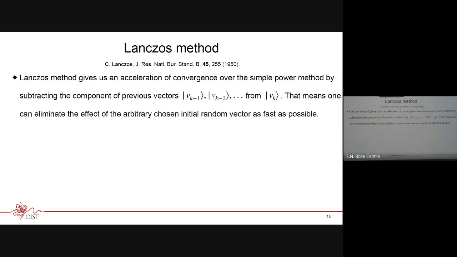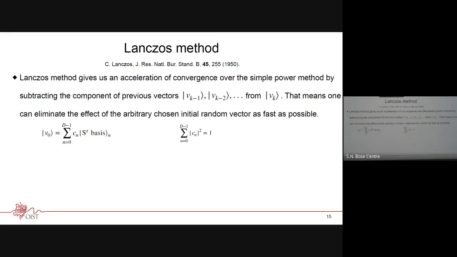That means, if you are familiar with the Monte Carlo method, we would like to get the thermal equilibrium state irrespective of any initial configuration. So for the acceleration, we would like to forget everything about the initial random vector we set as the first point. For that, we subtract the information of the previous vectors. And in that case, that corresponds to the orthogonalization between each vector.